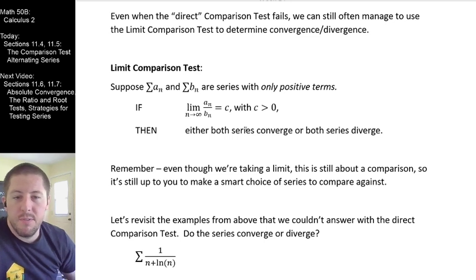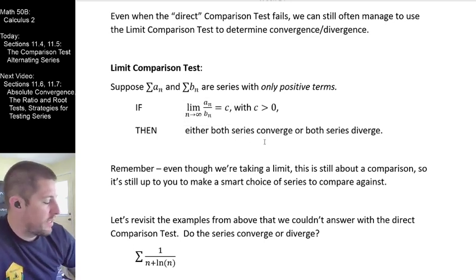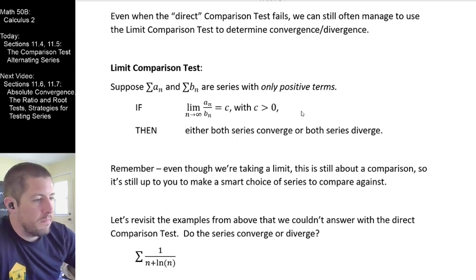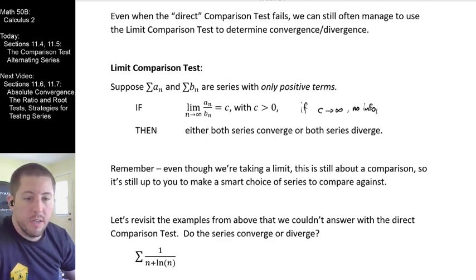And if it tends off to infinity, then it doesn't seem like we can conclude anything, right? If c is finite and positive, then we get to make the claim that they both converge or diverge. If c tends off towards infinity, then we get no information from the limit comparison test. Let's make sure we're clear on that right there.